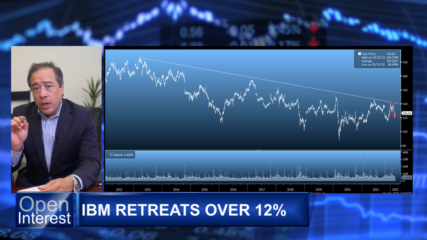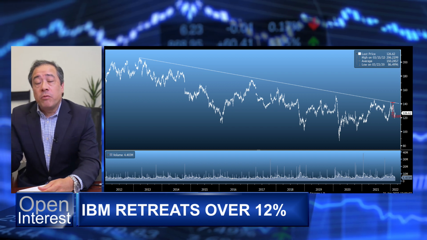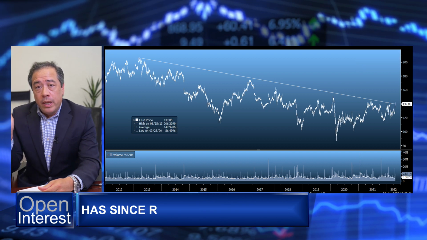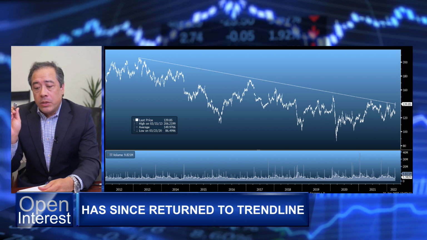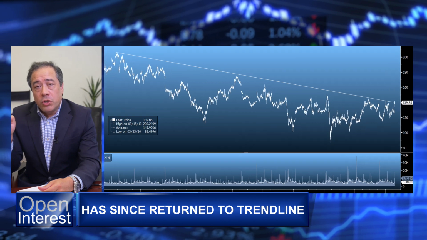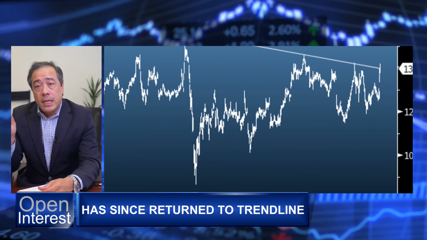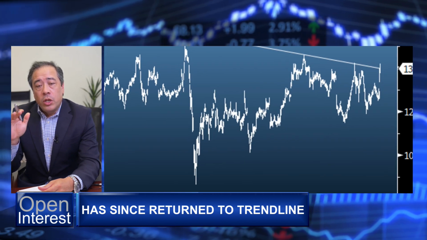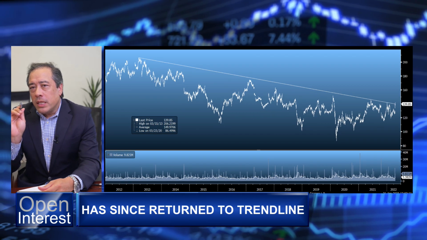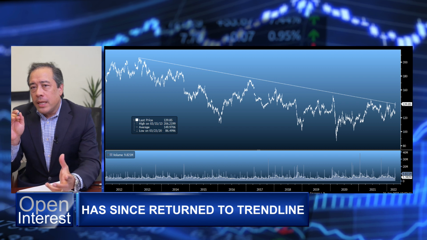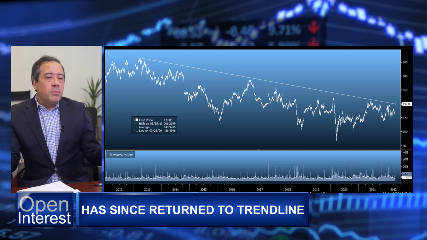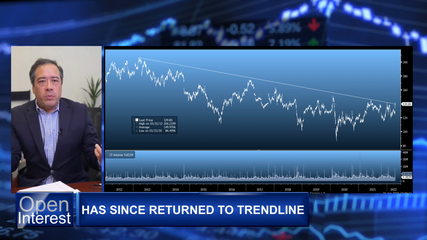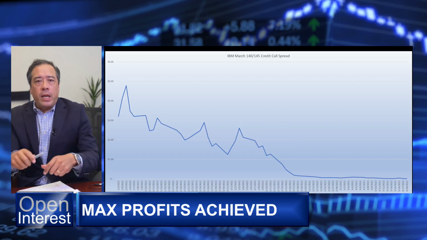Now, interestingly, IBM then actually returned to that trend line. And you'll remember that he had pointed out that if it returned to and then broke through that trend line, if you had a short on, you would want to cover it. But also notice that the stock is not higher than it was in January. So how does this play out for the short call spread? And we'll take a look at how that performed.